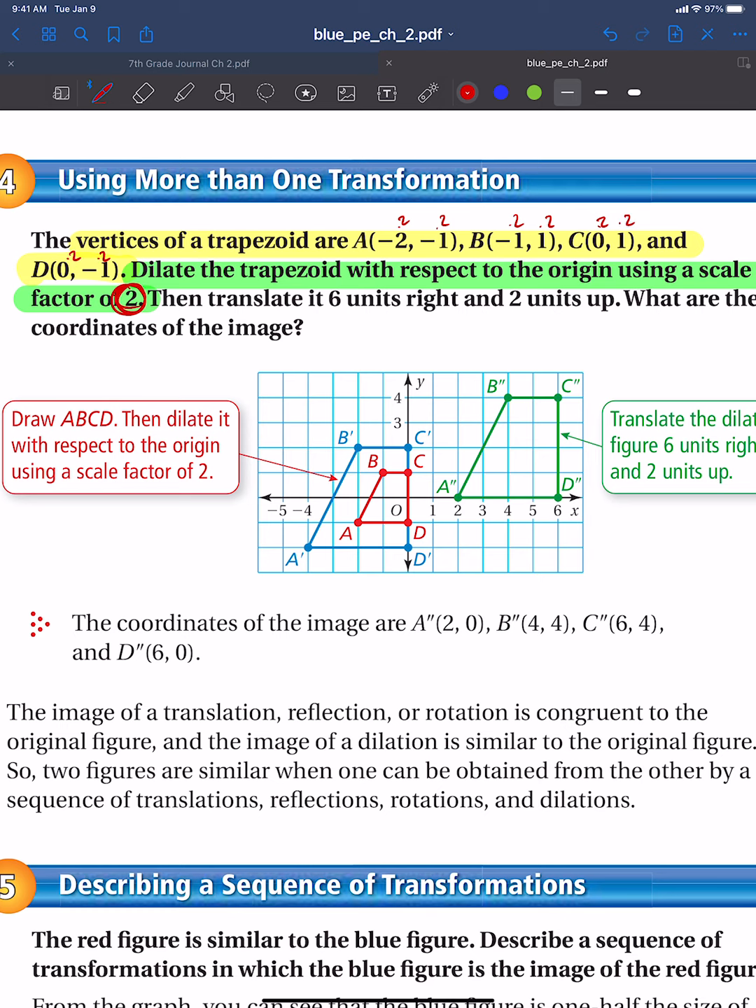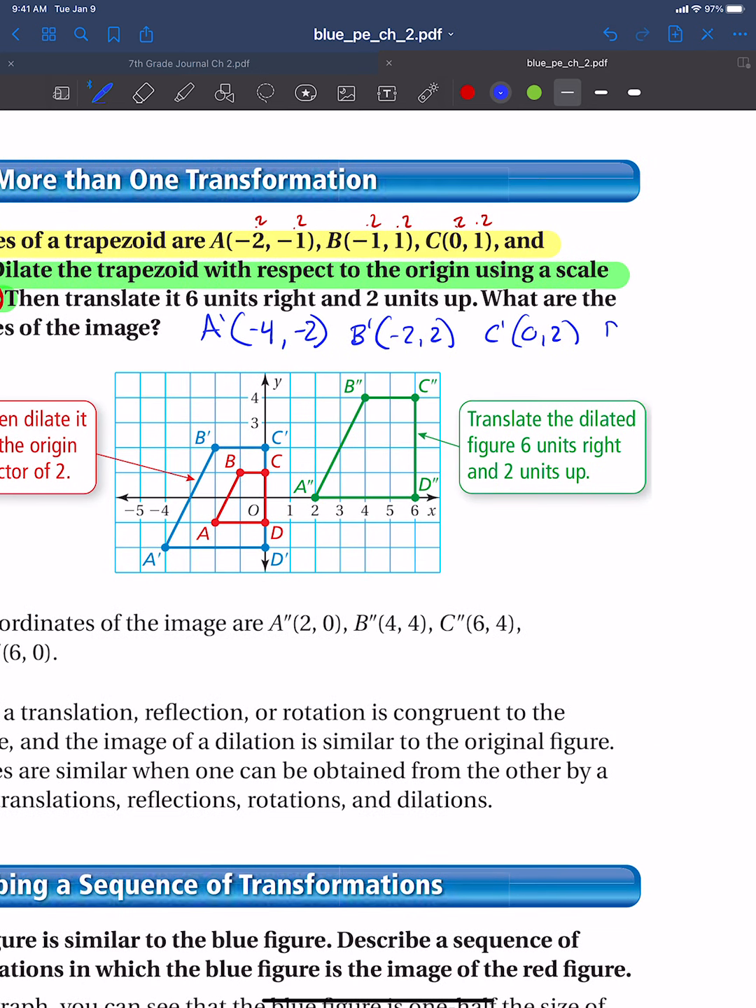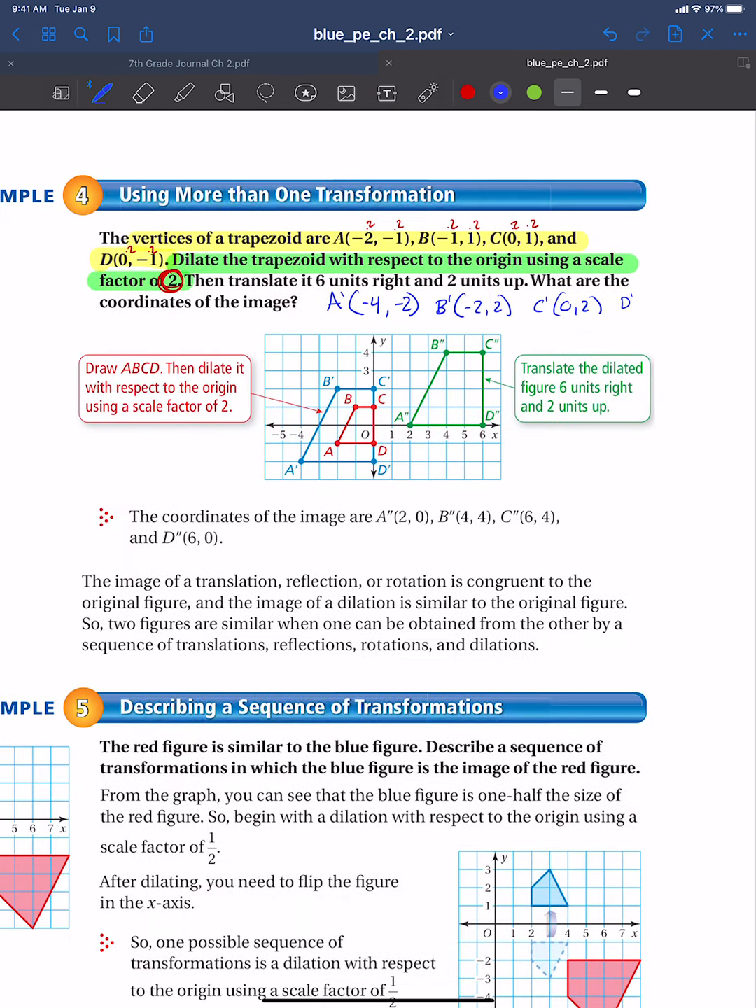When I do that, I'll get A prime, B prime, C prime, and D prime, which ends up being that blue shape. A prime is negative 2 times 2, which is negative 4. Negative 1 times 2 is negative 2. Watch your negatives. B prime would be negative 2 comma 2. C prime would be 0 comma 2. And D prime would be 0 comma negative 2. Now if you look, those are the coordinates of the blue shape.